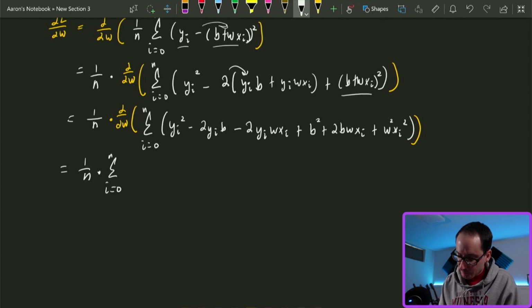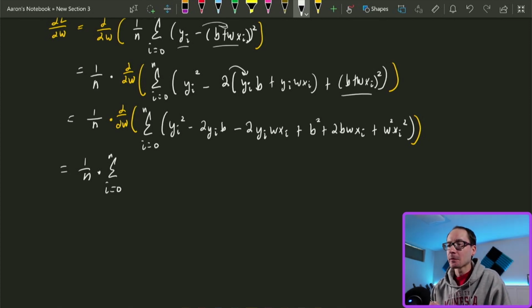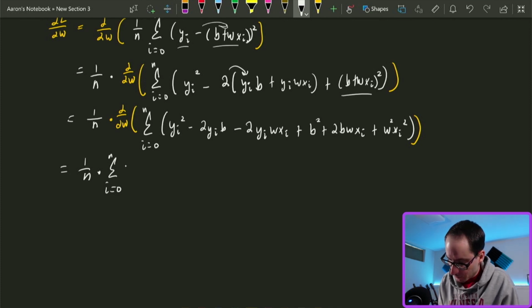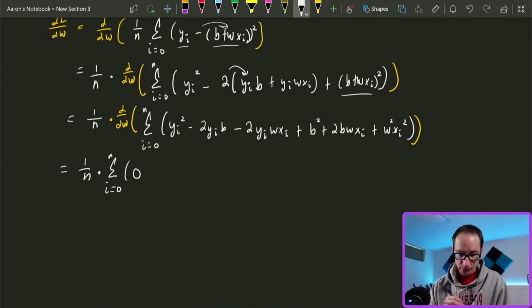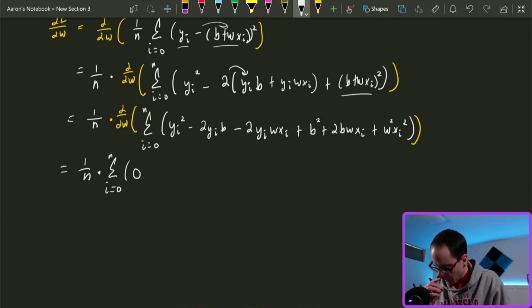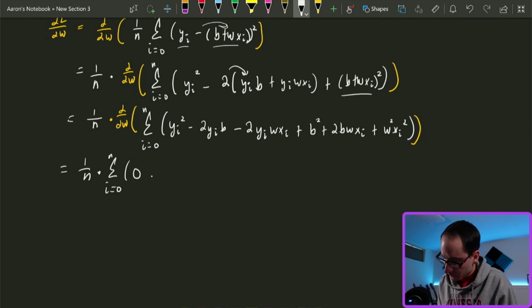So the derivative of my yi squared with respect to w, that observation there is a constant. So the derivative of a constant there is 0. So that looks good. And let's see, what else do we have? Minus 2yib. b is also constant here as well because we're taking the partial with respect to w. So I have minus 0 here.